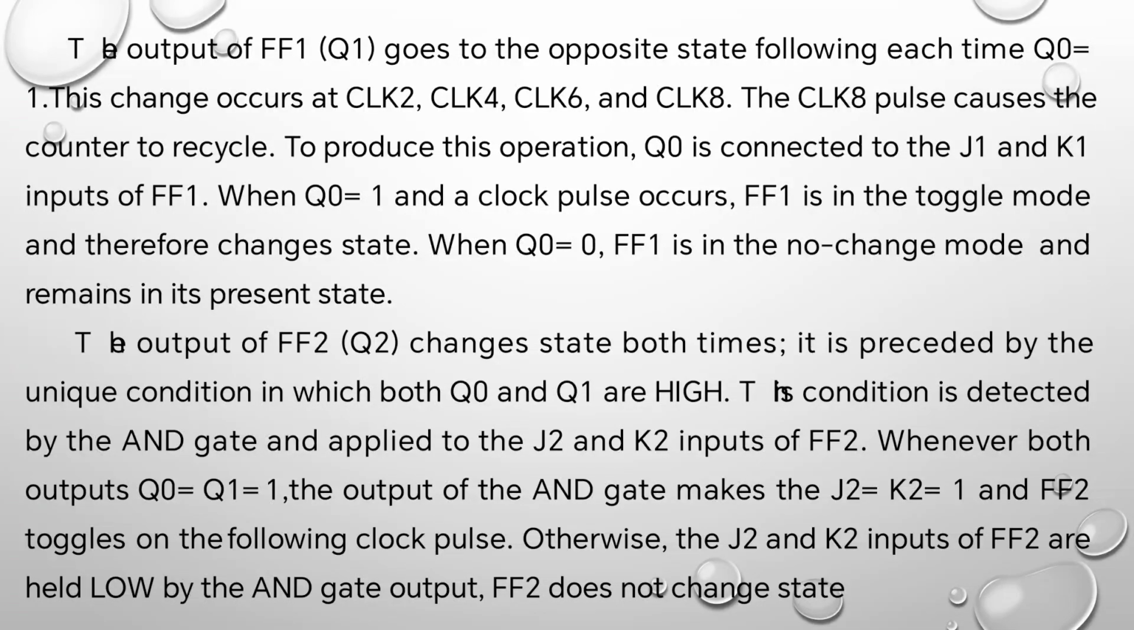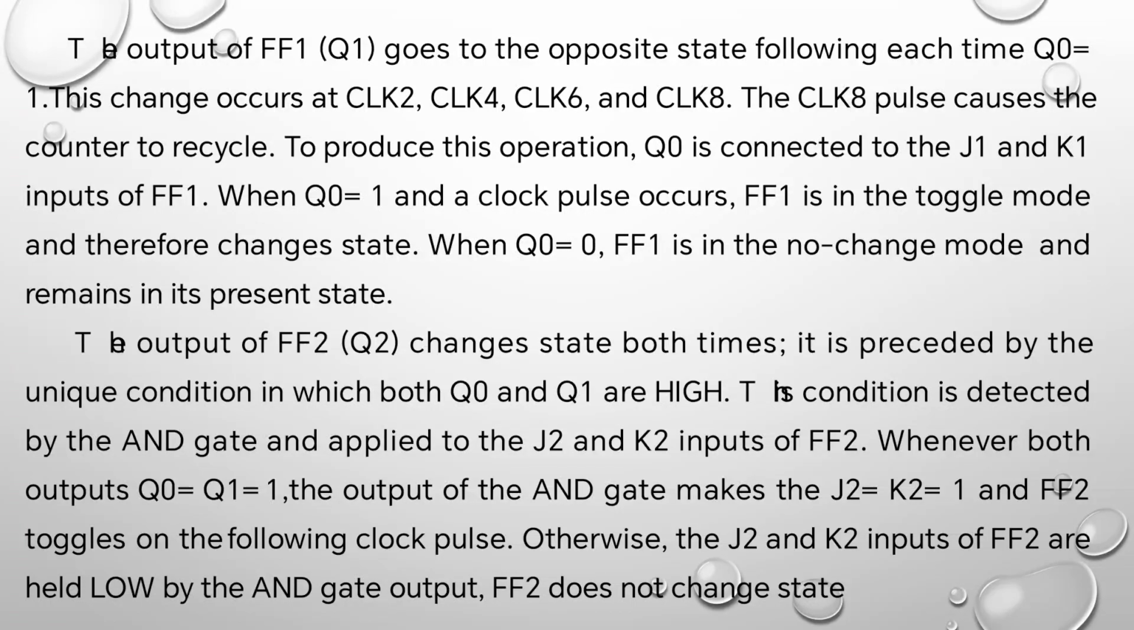The output of flip-flop 1 goes to the opposite state following each time Q0 equal to 1. This change occurs at clock 2, clock 4, clock 6 and clock 8. The clock 8 pulse causes the counter to recycle. To produce this operation, Q0 is connected to the J1 and K1 inputs of flip-flop 1. When Q0 equal to 1 and a clock pulse occurs, flip-flop 1 is in the toggle mode and therefore changes state. When Q0 equal to 0, the flip-flop is in the no change mode and remains in its present state.